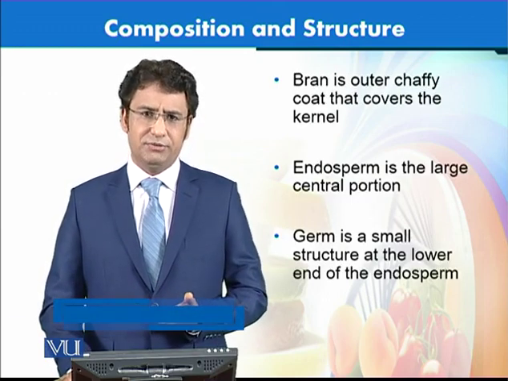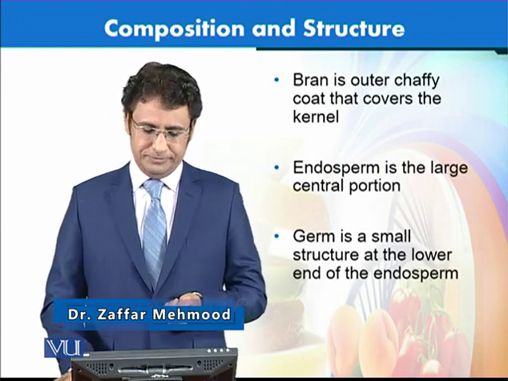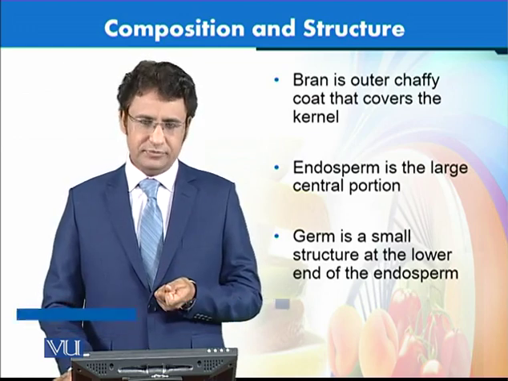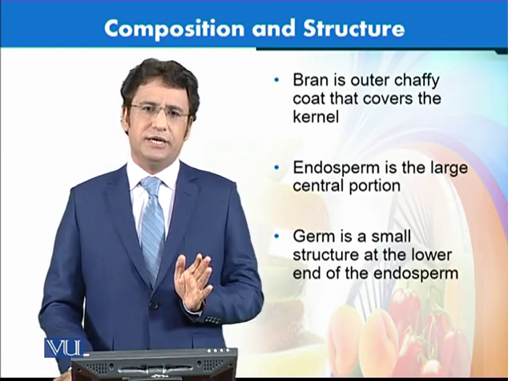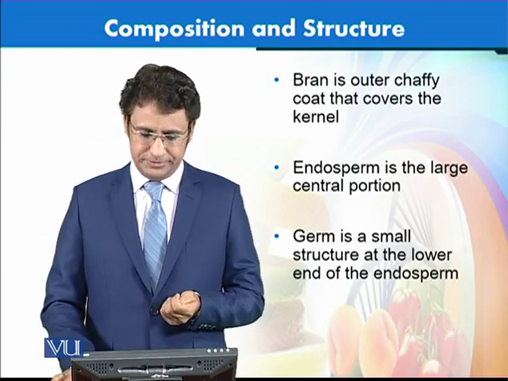Bran is the outer chaffy part of the kernel or the grain that actually covers the grain, and endosperm is the central part of all the grains. And germ is another small part that is attached to the endosperm. So these are the three structural elements of all the cereal grains.